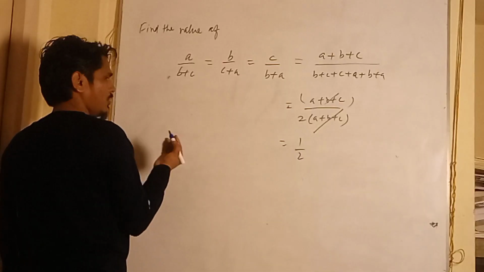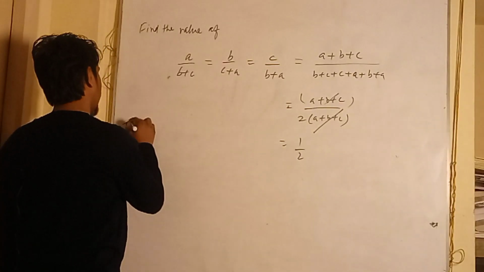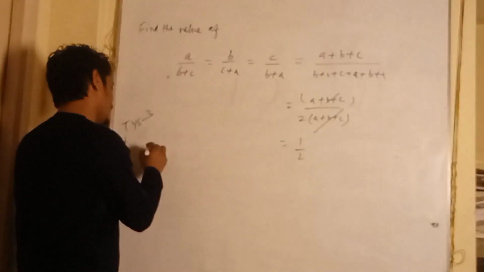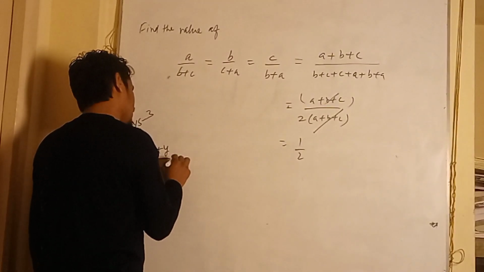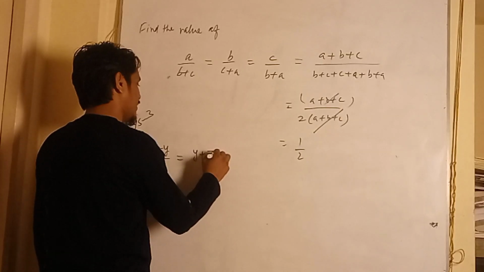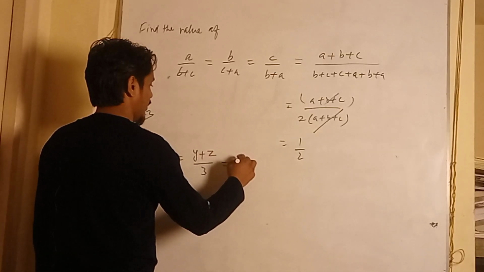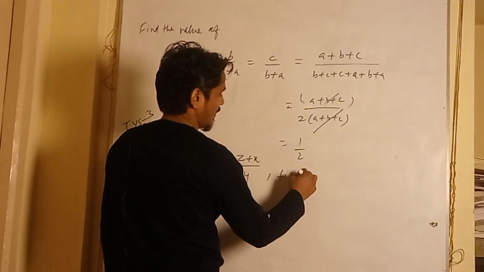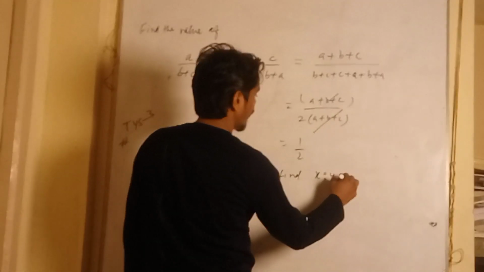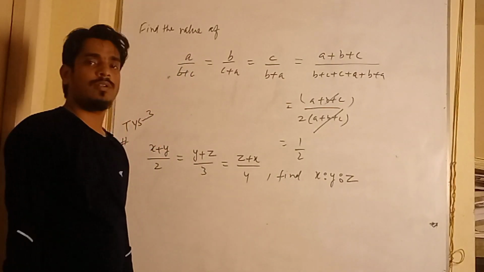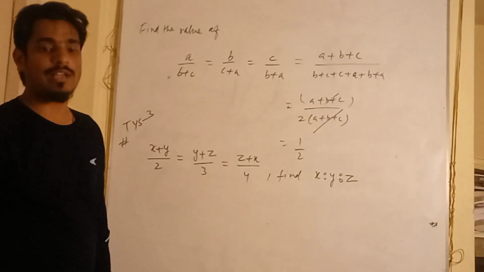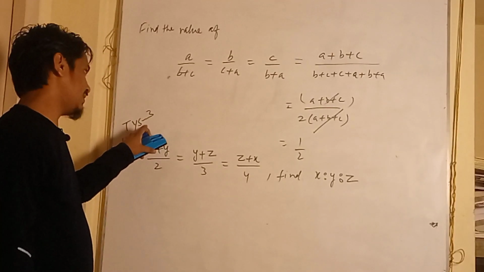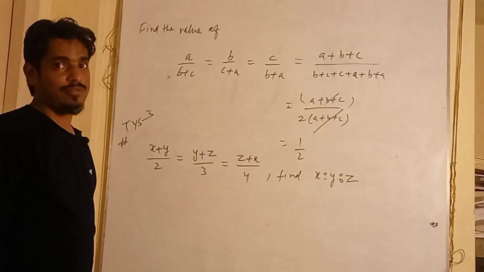Comment on the answer for this. Test Yourself 3 in the comment box. You are given x plus y by 2 is equal to y plus z over 3 is equal to z plus x over 4. You need to find the value of x ratio y ratio z. Try to solve this, and whatever answer you get, type TYS-3 and then your answer in the comment box.